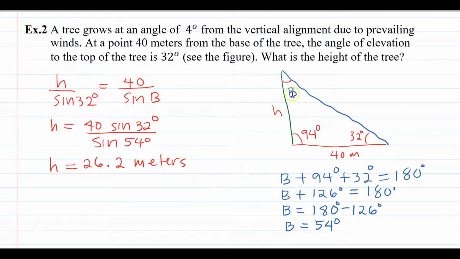Now that we have the value of angle B, we can set up the law of sines in order to solve for the height of the tree, which is h. So we have h divided by sine of 32 degrees is equal to 40 divided by sine of B. And cross multiplying sine of 32 degrees, we have h equals 40 times sine of 32 degrees divided by sine of 54 degrees. We get h is equal to 26.2 meters. The height of the tree is 26.2 meters.